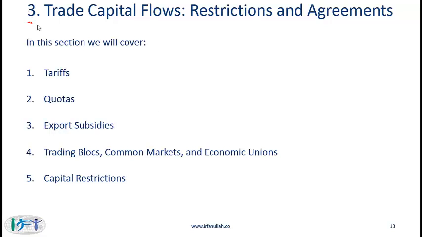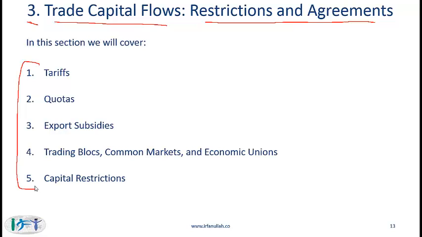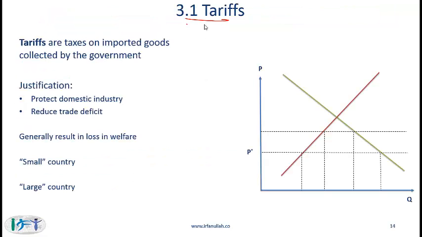We now come to section 3. Here we will talk about different kinds of restrictions and agreements. Let's start with tariffs. Tariffs are taxes on imported goods collected by the government.